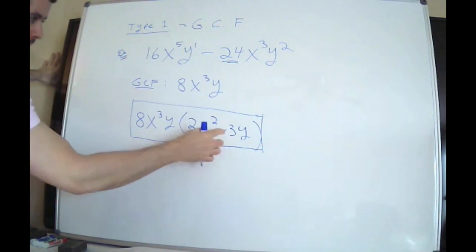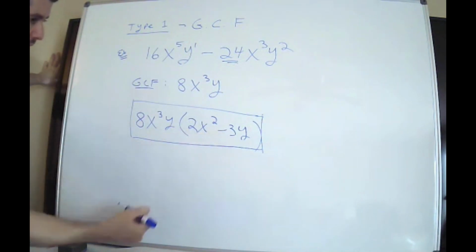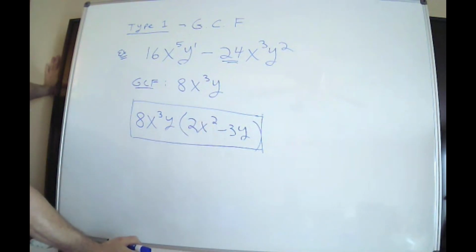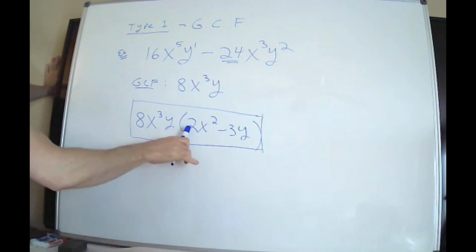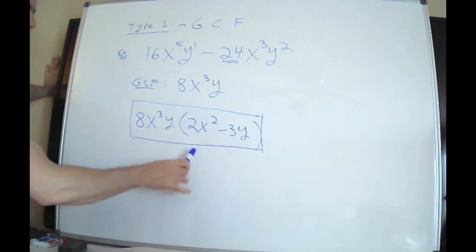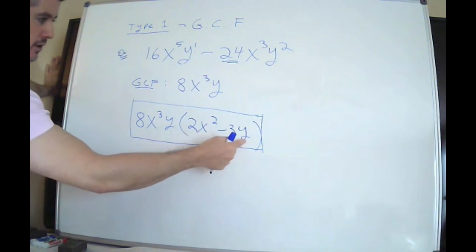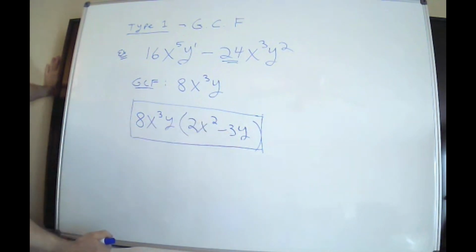Notice 2 and 3. Is there a number that divides 2 and 3 at the same time? No. The only thing that divides them is a 1. That doesn't count. So they don't have anything in common. This is not a 2 and a 4 or a 2 and a 6. Do they have a letter in common? x, no x. y, no y. They don't have a letter in common. So I know that I factored it completely.